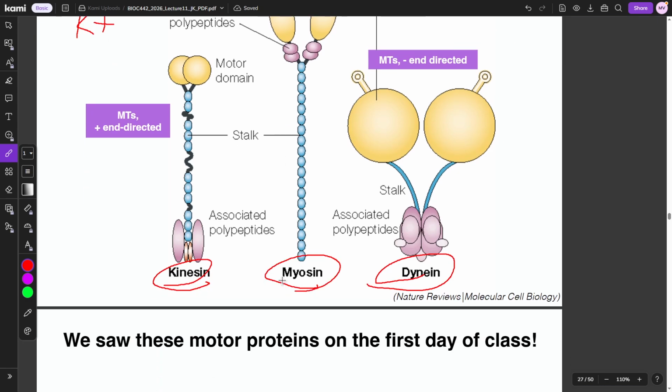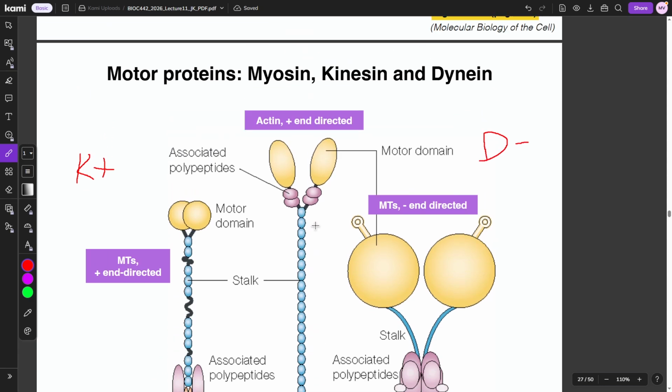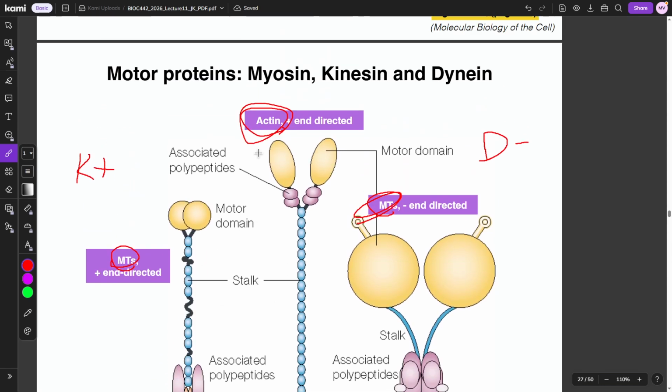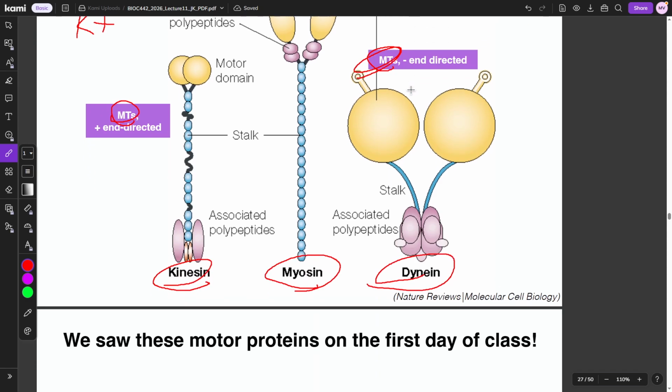Myosin is a bit different. Myosin, remember, from what you saw, is first of all actin based, not microtubule based. Kinesin and dynein are both microtubule based, so myosin is actin based, but myosin also moves towards the plus end. Remember how it cocks its head and it pulls? It is basically pulling itself to try and get closer to the plus end, is how you should think about it.